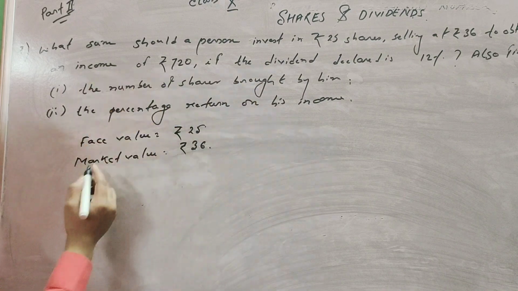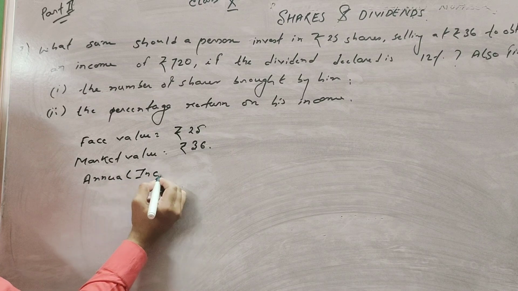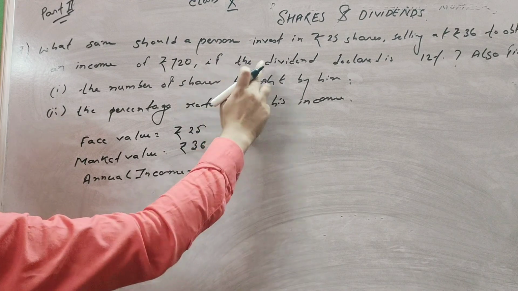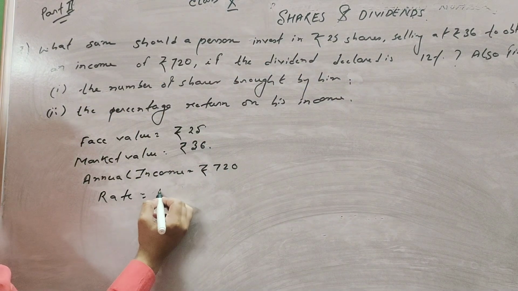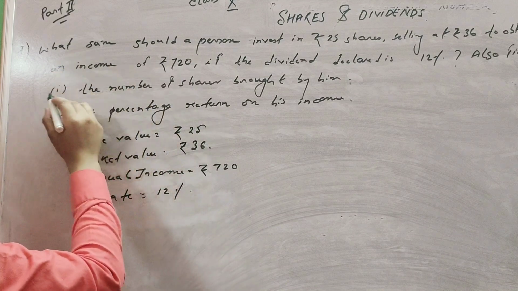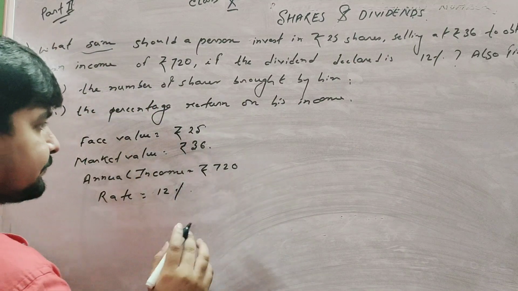To obtain an income, that is annual income. Annual income is given, rupees 720. If the dividend is declared, that is the rate, is given 12%. So first of all, find the number of shares, then what sum should a person invest.